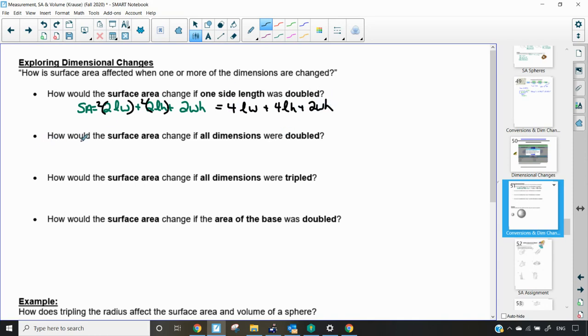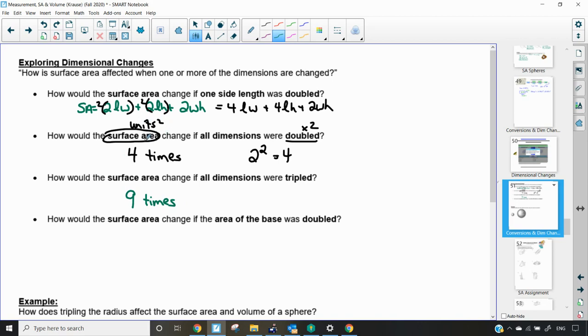Now the next question, we were asked how the surface area changed if all dimensions were doubled. Well, we did a few examples and we found out that in all cases it became 4 times bigger. But why is that? Well, surface area represents units squared. And when we're doubling, that means we're multiplying by 2. Notice that 2 squared is 4. And so then we were asked how the surface area would change if all the dimensions were tripled. Well, this ended up becoming 9 times greater.